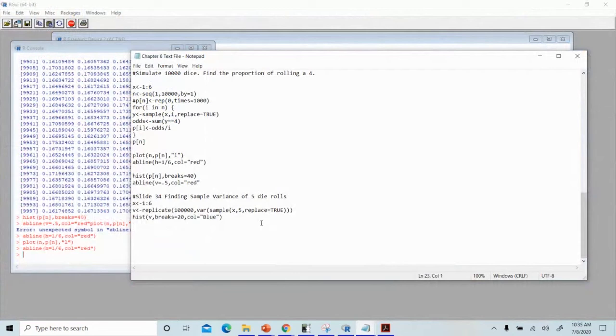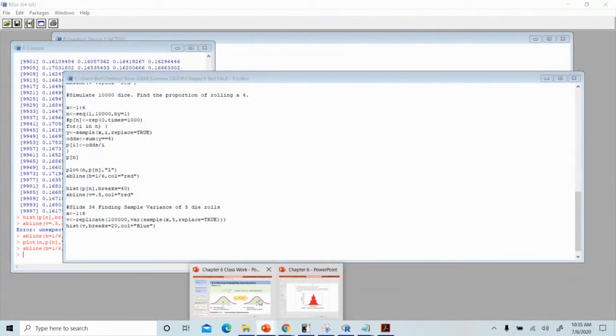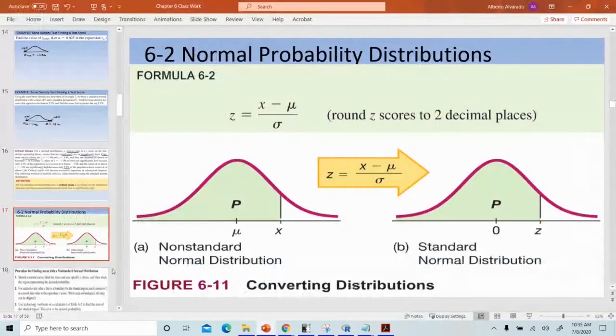All right, let me see if I have anything else there. No, not for now. So that's the simulation of rolling 10,000 dice. And again, you don't need to know too much of that or how to create that, I'm just showing you. All right, more for the lesson.